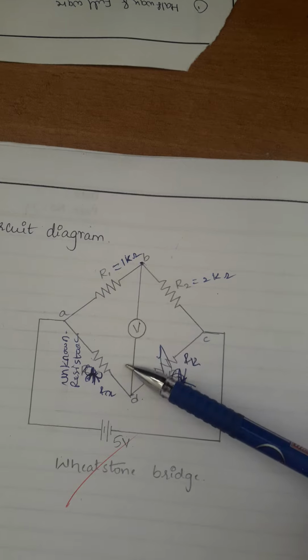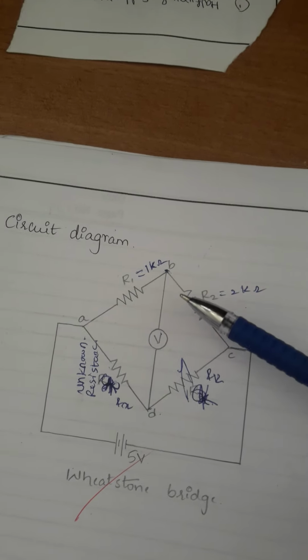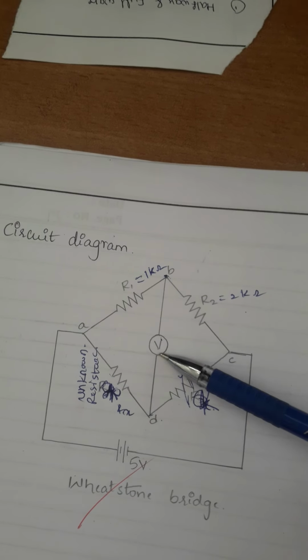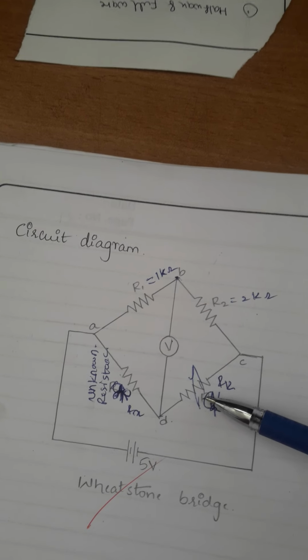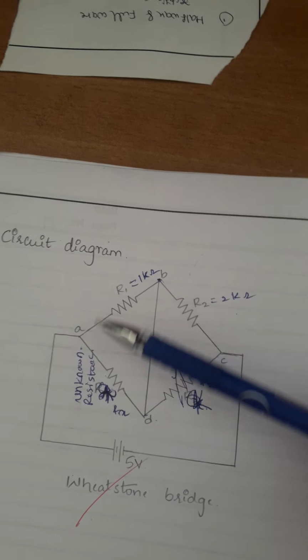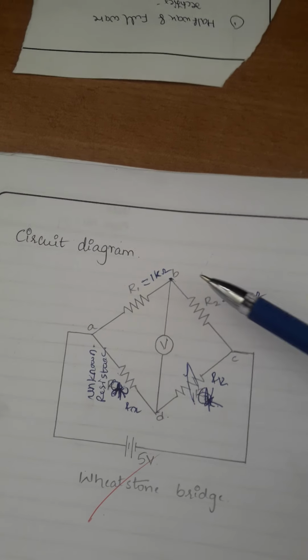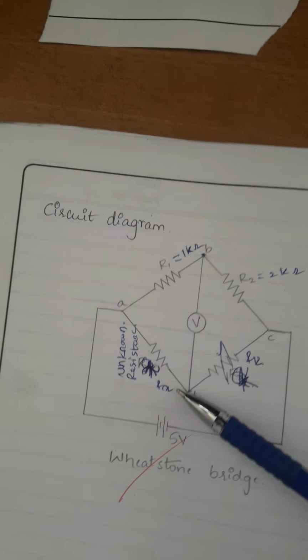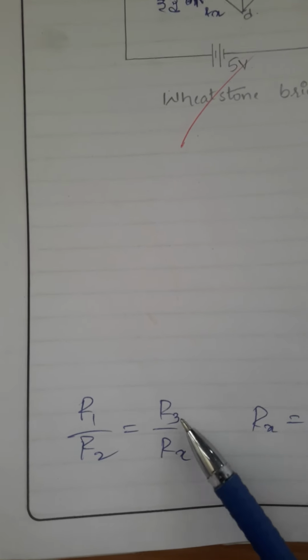So this is the voltmeter. For what purpose is this voltmeter? We need to get the voltage between these two nodes to be 0. By varying the value of this Rk, when this voltage is 0, the circuit becomes balanced. When this circuit becomes balanced, the ratio R1 by R2 should be equal to Rk by Rx. So here is the equation: R1 by R2 equals R3 by Rx. R3 means this is Rk.